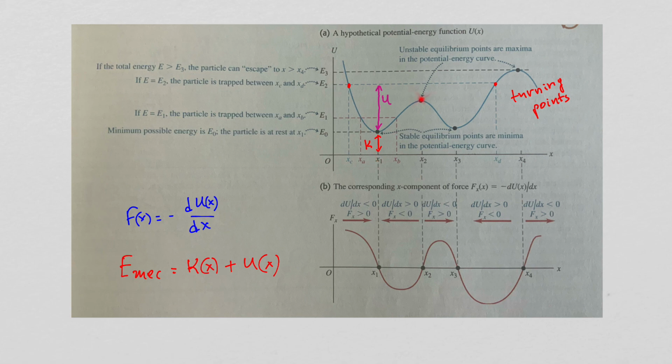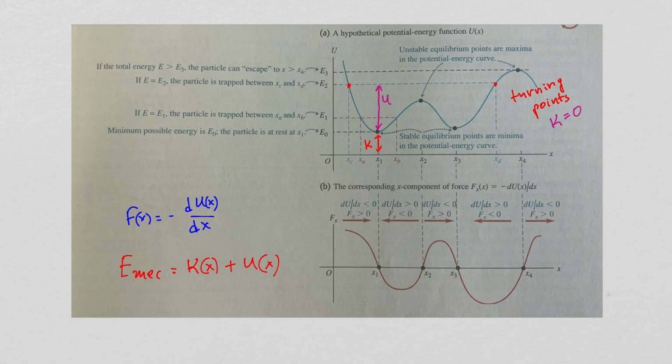If the particle is right here, then this portion here will be the potential energy portion of the mechanical energy, and this will be the kinetic energy portion of the mechanical energy, and so on and so forth. At the turning points, as I said, the mechanical energy is simply equal to the potential energy. So at the turning points, the kinetic energy is equal to 0.